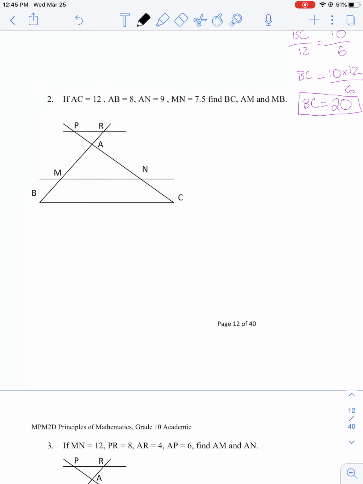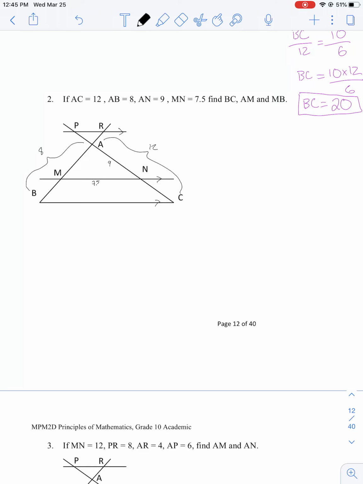AC is 12, so this full side length is 12. AB is 8, this full side length is 8. And AN is 9, little guy here is 9, and MN is 7.5. Just a reader beware, these diagrams are not to scale. So once again, we need to have parallel arrows showing that those are parallel. If those aren't parallel, this question is impossible to solve.